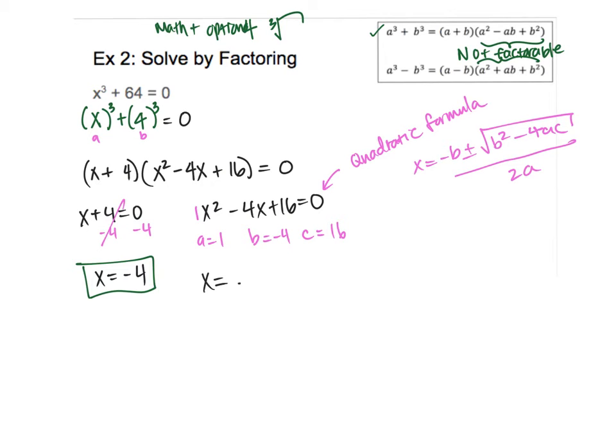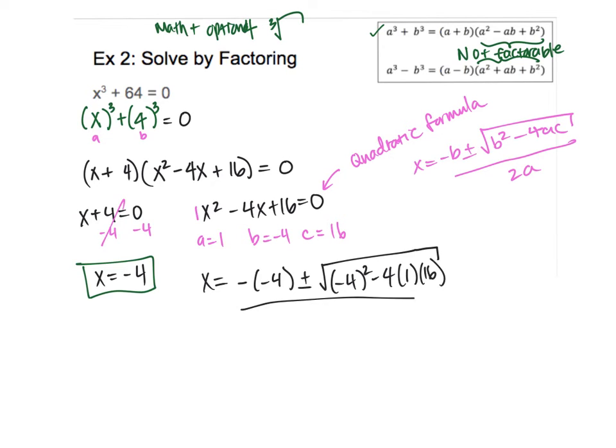So let's go ahead and do that. So that's going to be negative 4 plus or minus the square root of B squared, so negative 4 squared, minus 4AC, which is 1 times 16. And this is over 2 times my a, which is 1. So 2 negatives make a positive 4, plus or minus the square root. Negative 4 squared gives me 16. And then negative 4 times 1 times 16 gives me a 64. And so then the bottom here is just 2 times 1, so that's just a 2.